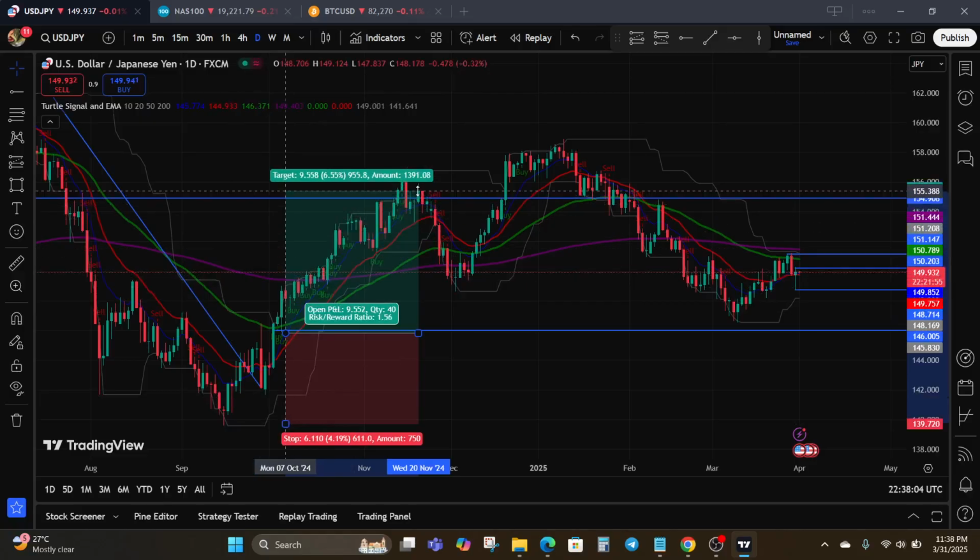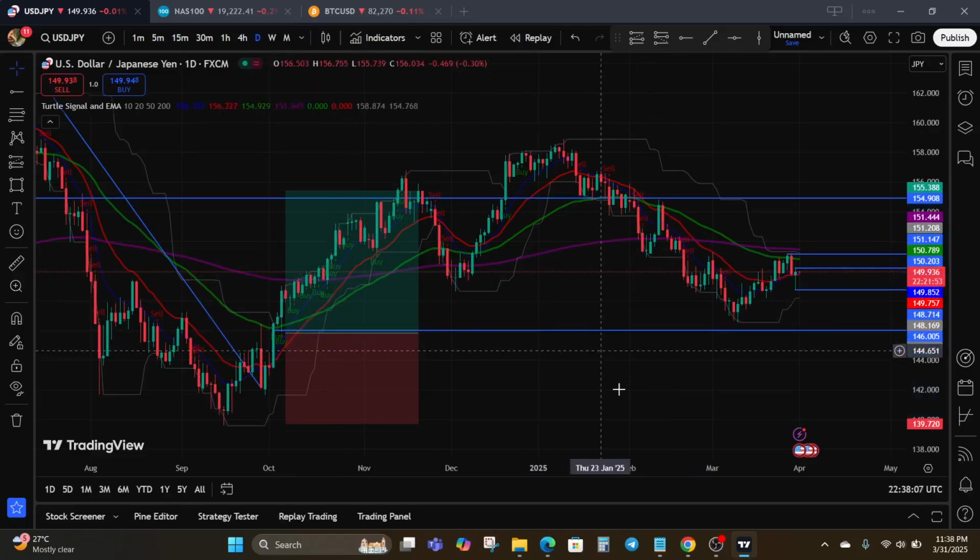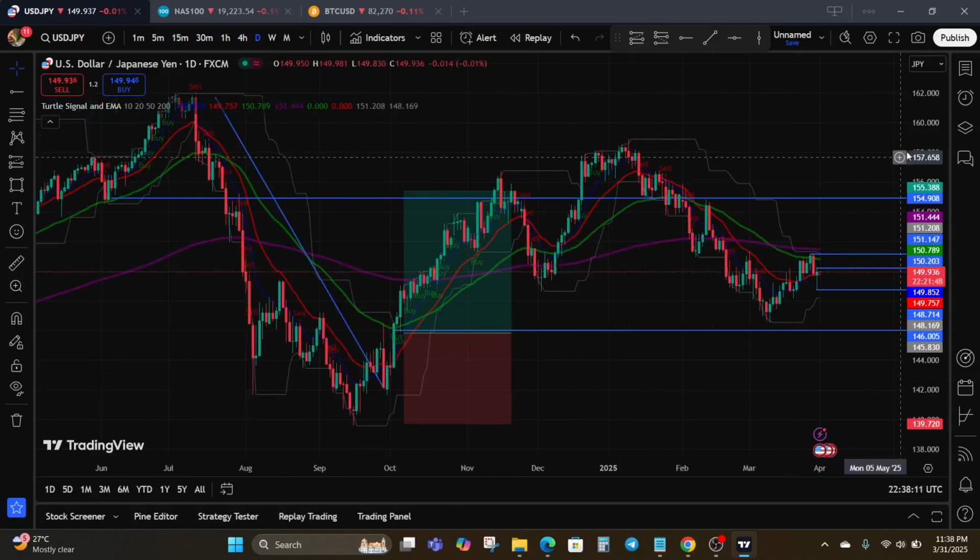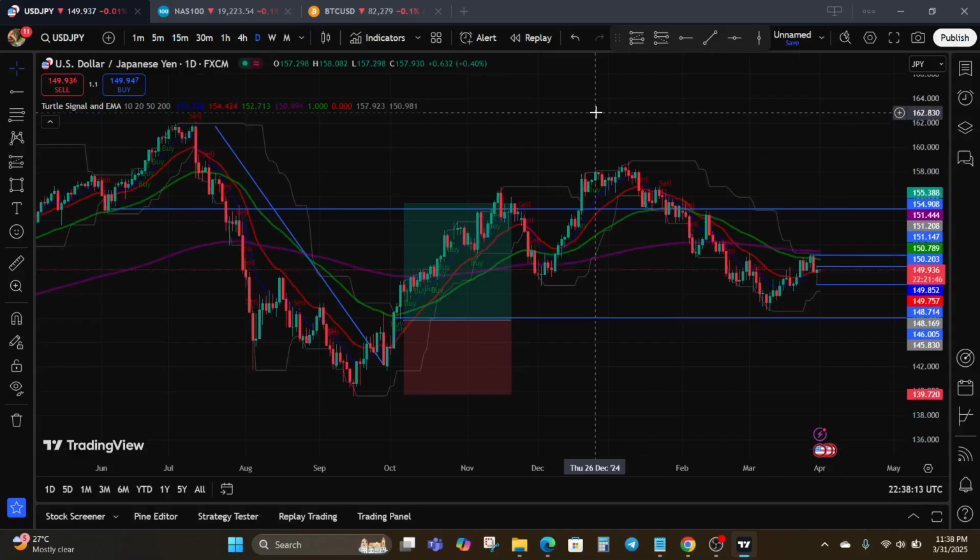If you are a scalper, it's fine to be entering and exiting multiple times within the trend. But if you are more like a mid-term or long-term trader, depending on the time frame you are working on, you can decide to enter at the start of the trend and exit at the end of the trend.